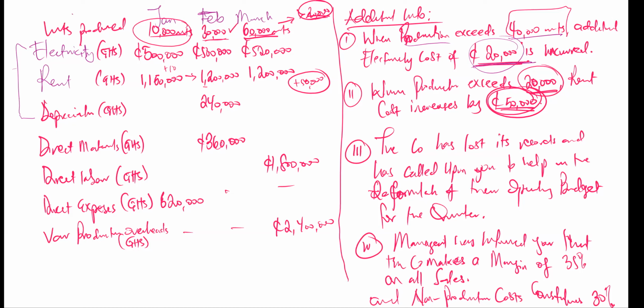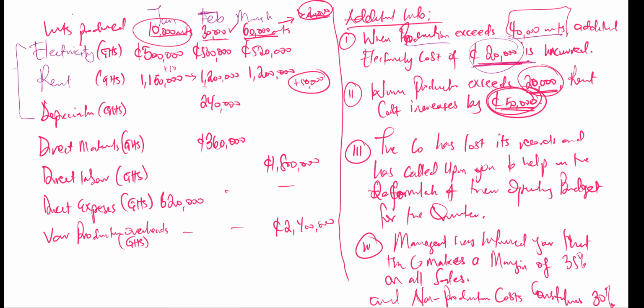If this question should come, I'll tell you almost all the guys. Sir, please, I don't understand. Can you come again? Read the notes for me first. You said when production exceeds 20,000, rent cost increases by 50,000.